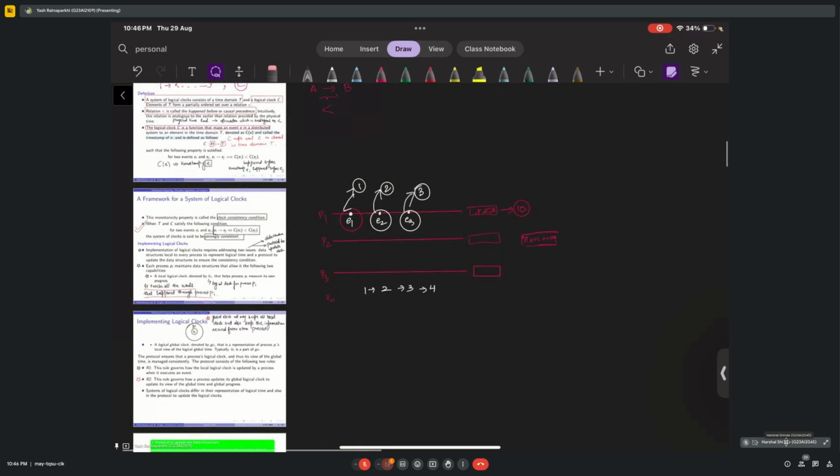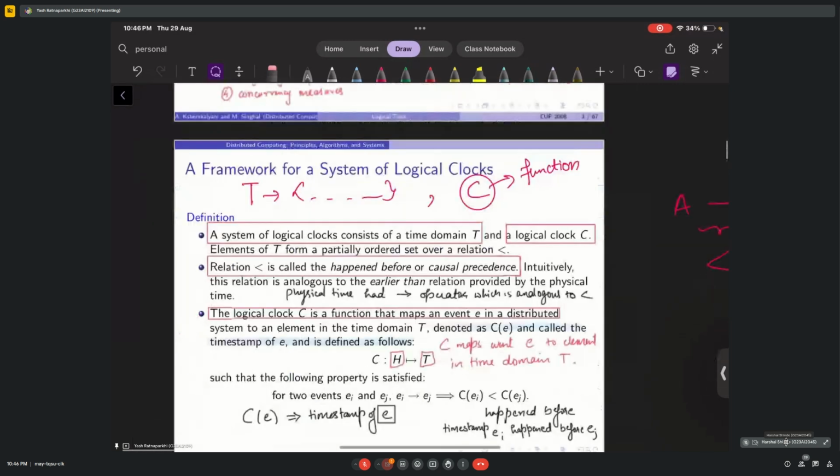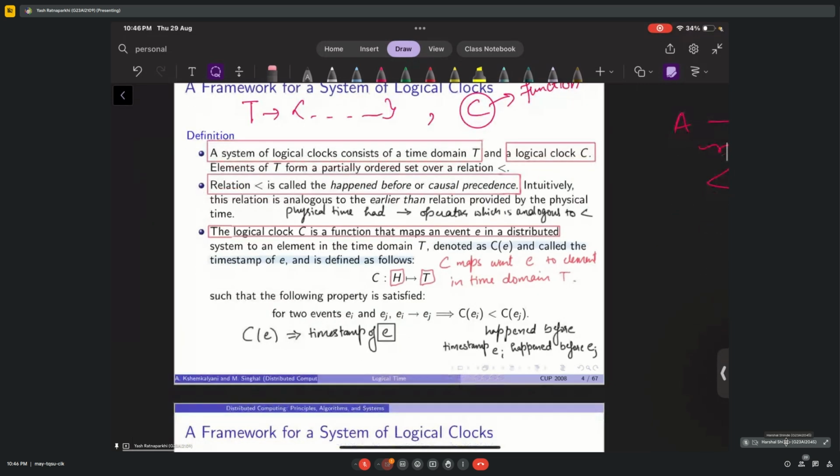Perfect. Okay. So this is what is told. The logical clock is a function that maps an event E in a distributed system to an element in the time domain. There is a set of events that is happening, and there is a set of time domains. The set of events is denoted by capital H, as you can see in this.